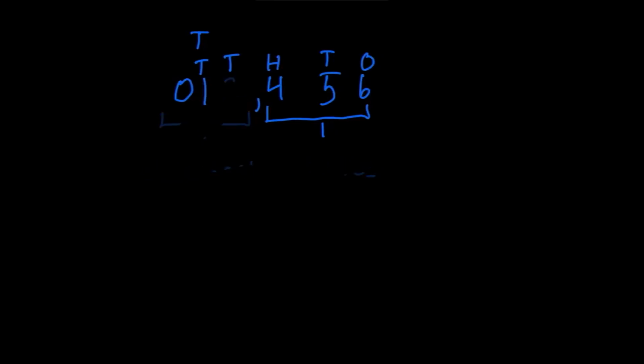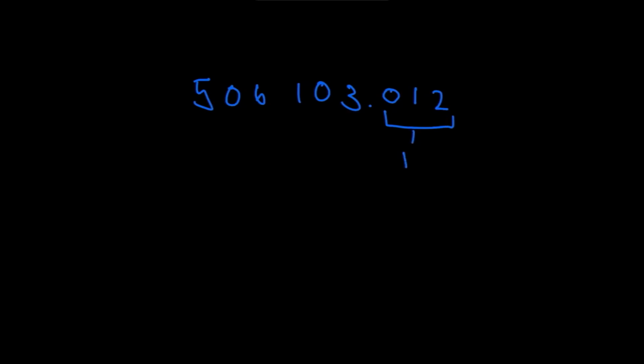So I'm going to quickly do one last example of this. I'm going to write the numbers 5, 0, 6, 1, 0, 3, 0, 1, 2. All the numbers to the right of this decimal are going to be placed in their own category. And remember, it's the decimals, so I'm just going to label it as D.